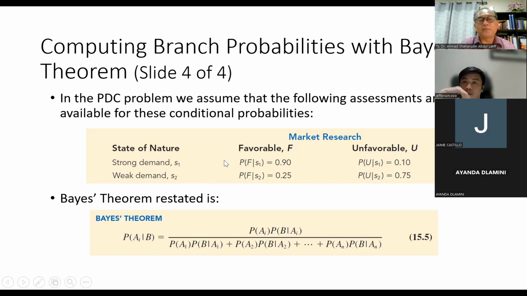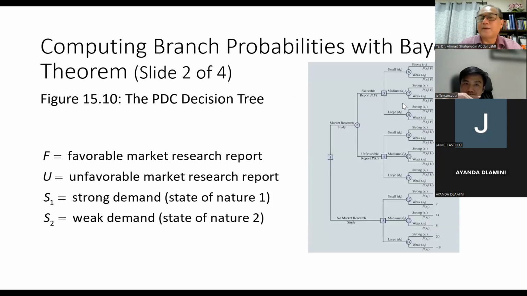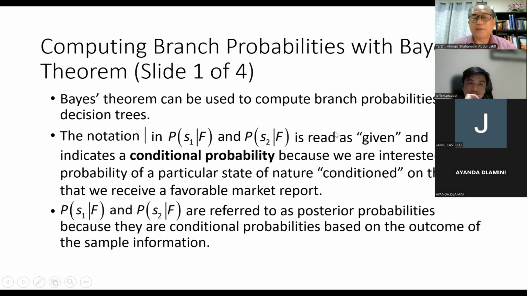Okay, this one, the Bayes theorem. Okay, the probability is actually given here, 0.9. So this probability is from prior experience. It's from the prior experience that is given. So it's a conditional. The probability is given.